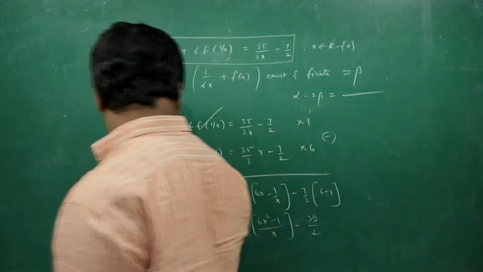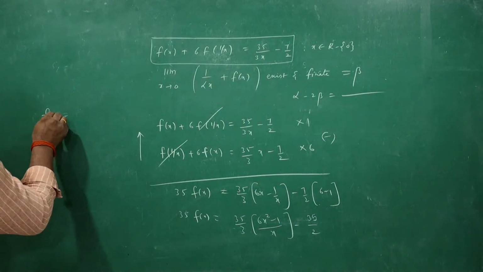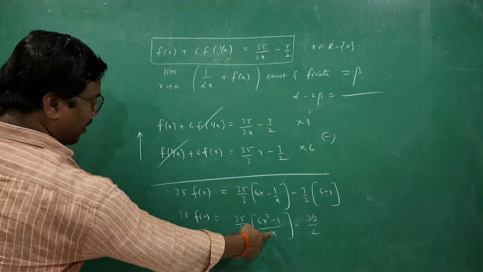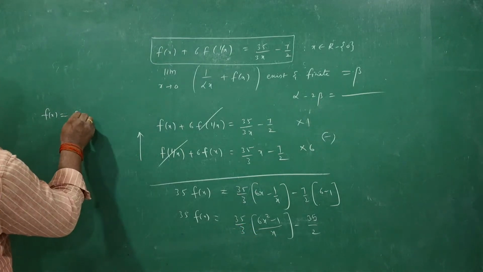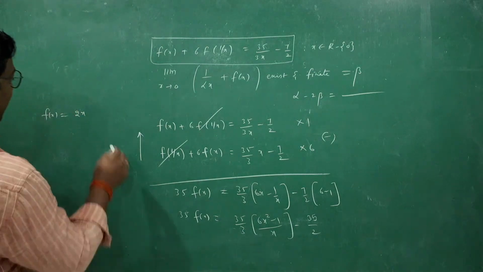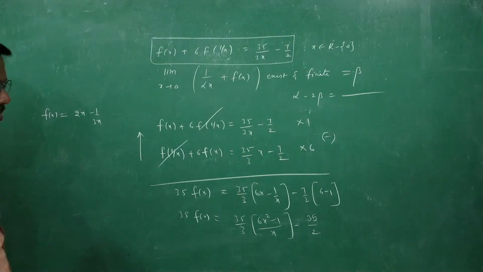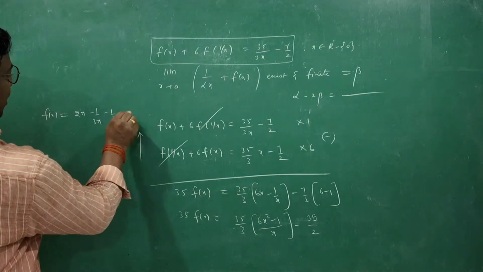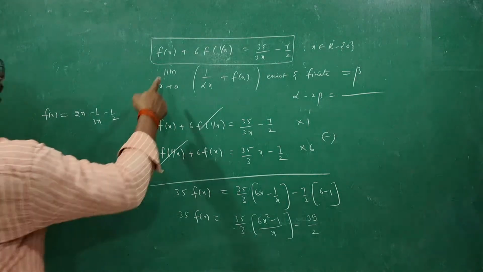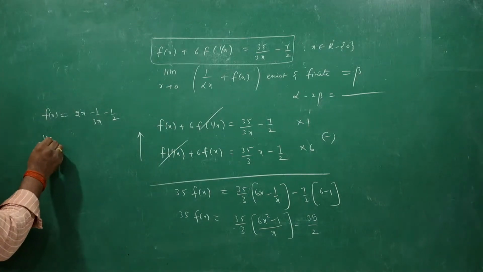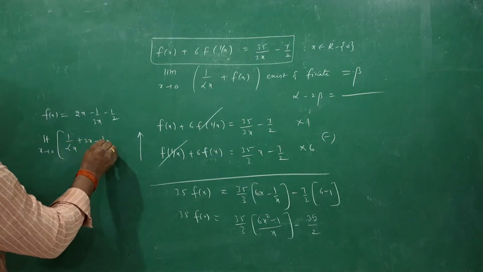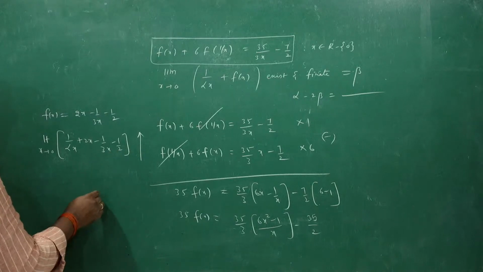Therefore what we get is f of x. You will get, taking 35 out, 6x square by x is 6x by 3. 6x by 3 means 2x comes. And then minus 1 by 3x. At the end, minus half. This is f of x. Okay. Limit x tends to 0. You have limit x tends to 0, 1 by alpha x plus f of x, that is 2x minus 1 by 3x minus half. Given it is finite.